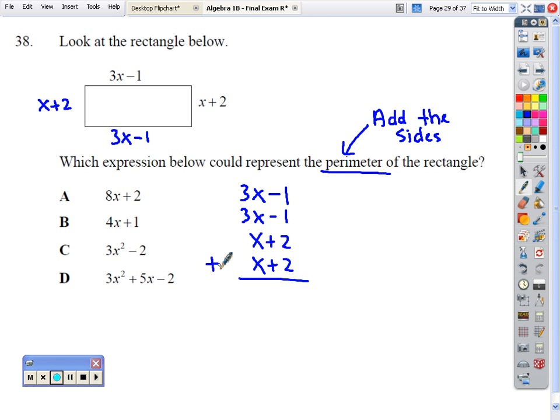and add them together. So when I add all the numbers, I have -1 plus -1, which is -2, plus 2, which is 0, plus 2, which is 2. Then I have 3x plus 3x, which is 6x, plus x, which is 7x, plus another x, which is 8x. So I'm left with 8x plus 2 as the perimeter of the shape, which is A. Just remember that x by itself is really the same thing as 1x and 1x. So 3 plus 3 plus 1 plus 1 is 8. Okay?